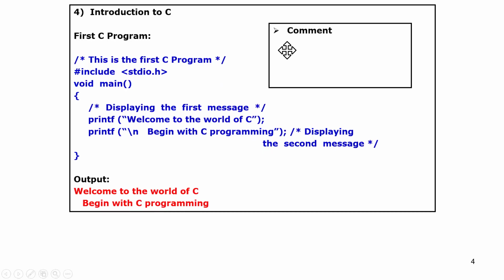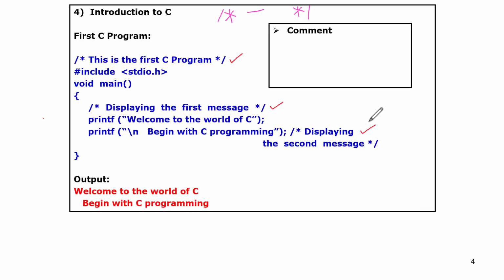So first of all, let's start with a comment. Now, what is the comment? So a comment is a statement which starts with slash star and ends with a star slash. So if you want, pause the video and count how many comments are there in this program. So there are three comments, the first one, the second one, and the third one.